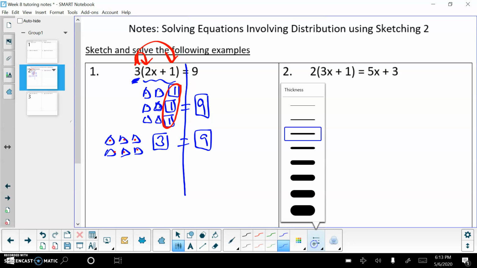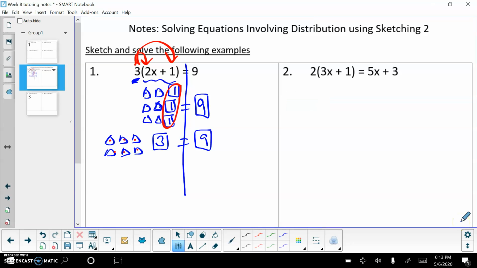Now coming back to my sketch, I need to get my triangles by themselves. They're all together, so I can't take away triangles. I don't have triangles on each side, so I can't mark off triangles. But I do need to get the triangles by themselves, and I notice I have cubes on both sides. So I can take away the cubes since they're on both sides. Always go to the side with the triangles because you want to get them by themselves. So to get these 6 triangles by themselves, I need to take away this 3 cube.